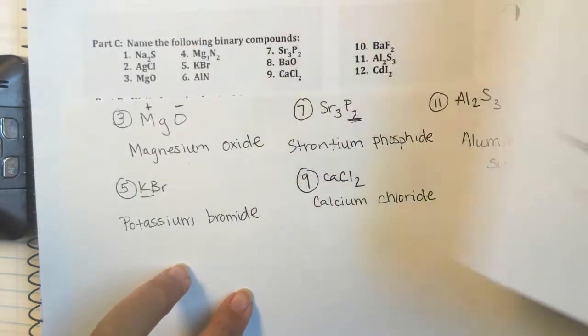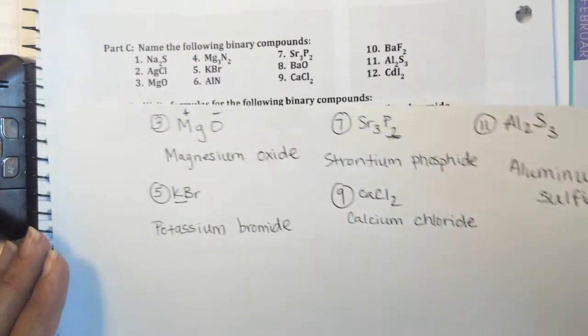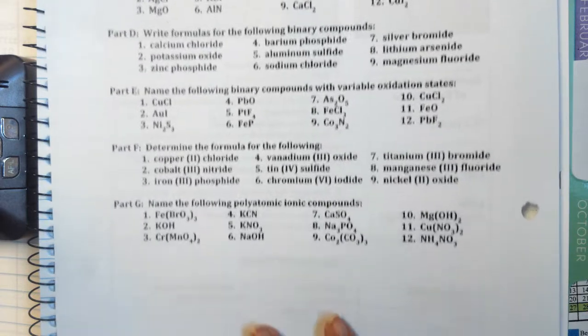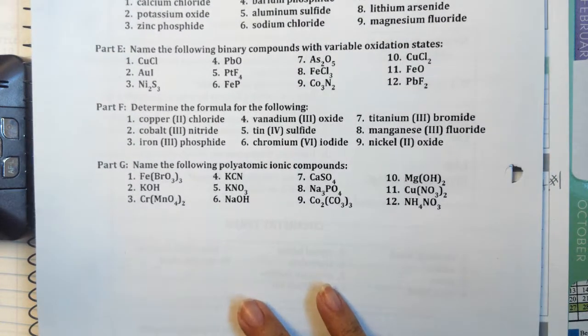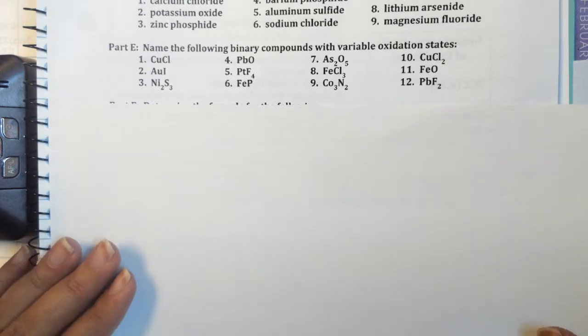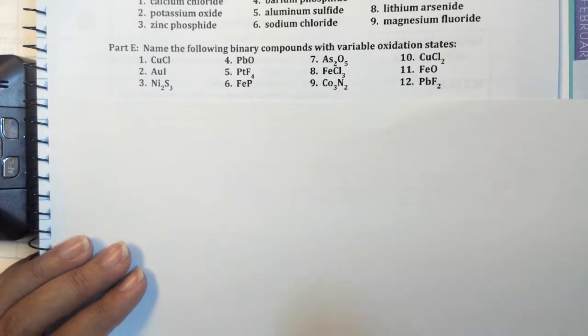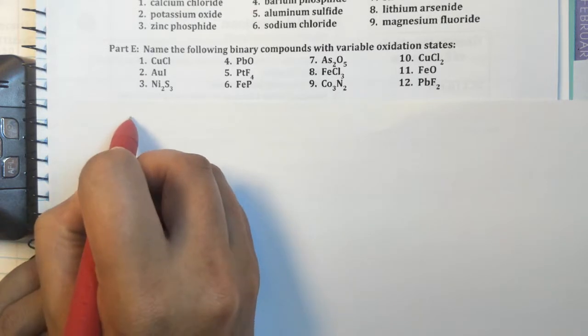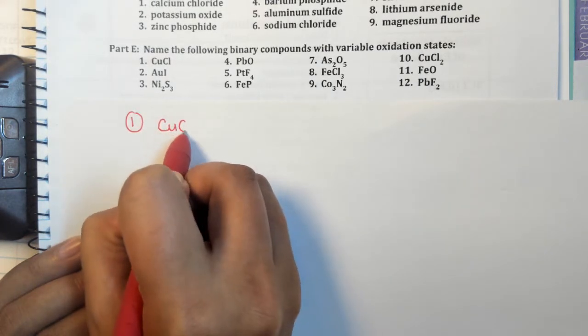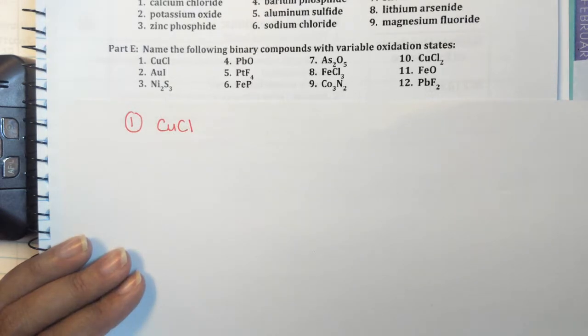So let's go back to your unit sheet and practice together for a little bit. Okay? Look at part E. Alright, we are going to do the odds. Number 1, we have CuCl. So we're going to still follow the same steps, and then we'll add the additional steps at the end.